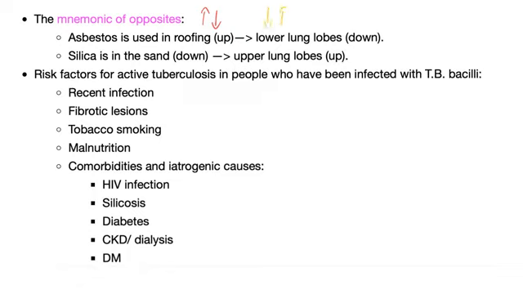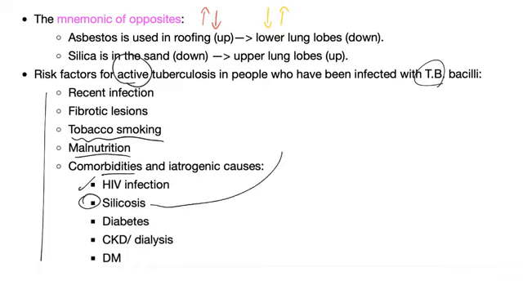Risk factors for active TB in people who have been infected with TB bacilli. Alright. Risk factors for active tuberculosis. Recent infection, fibrotic lesions, tobacco, smoking, malnutrition, comorbidities, and iatrogenic causes such as HIV, silicosis, diabetes, etc. So silicosis can increase your risk of TB activation.